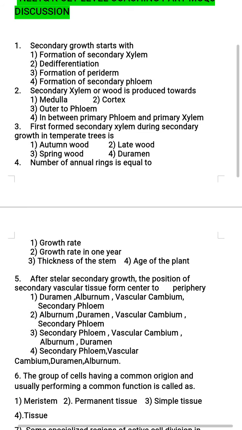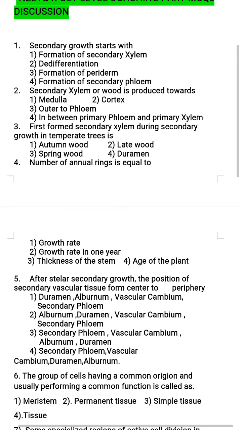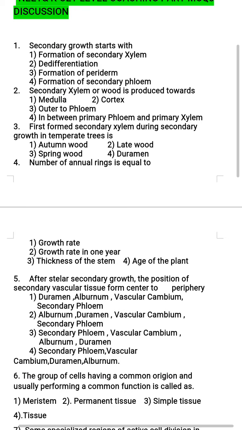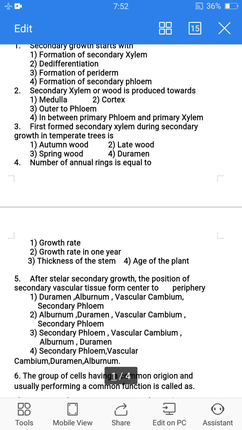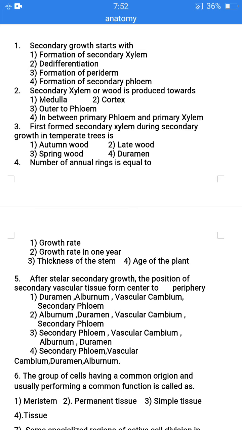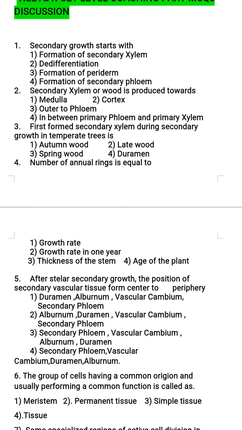Now let's move to the fourth question. The number of annual rings is equal to. Let's look into the options. First option, growth rate. Second one, growth rate in 1 year. Third option, thickness of the stem. And fourth option, age of the plant. Now let us see the correct answer and explanation for this question. The correct answer is option 4, age of the plant or tree.